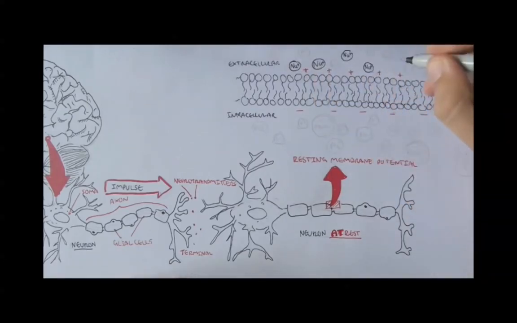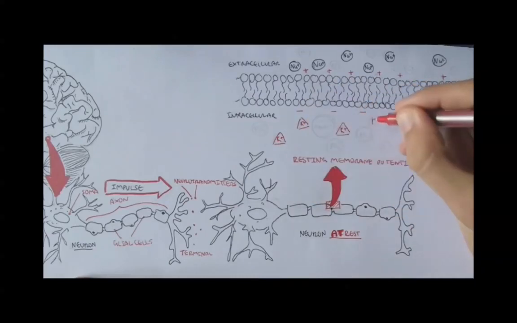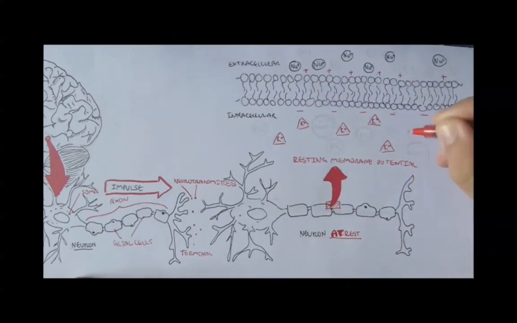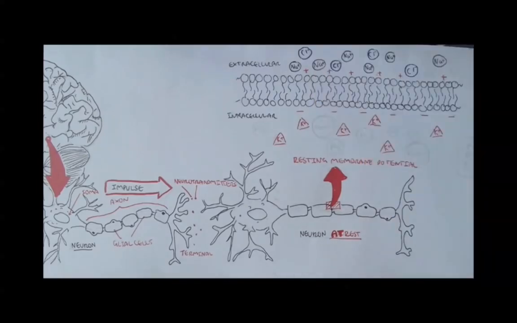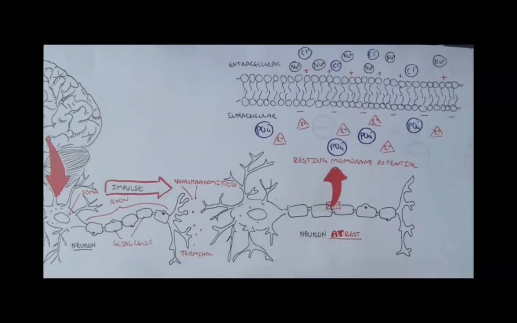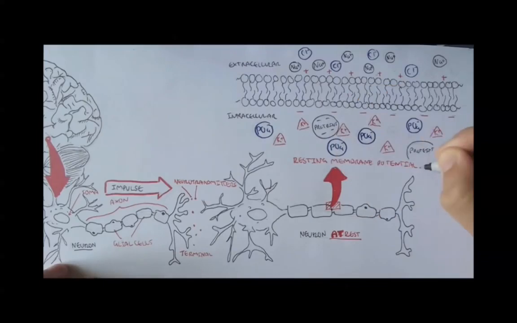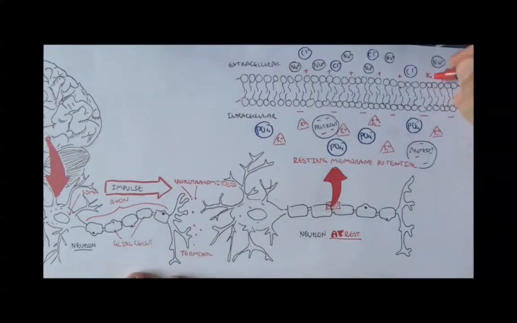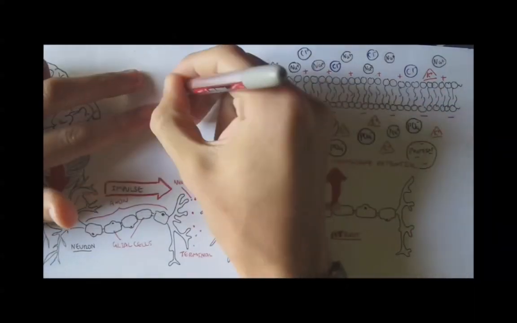Now, in the resting membrane potential, there are more positively charged sodium ions on the outside, and there are more positively charged potassium ions on the inside. There are also more negatively charged chloride ions on the outside, these blue things here. And finally, inside there are big negatively charged phosphates and proteins. Of course, there are some sodiums inside the cell, and some potassiums outside the cell. This different distribution of ions is what makes up the membrane potential at rest, the resting membrane potential.